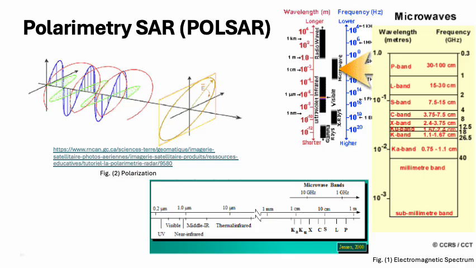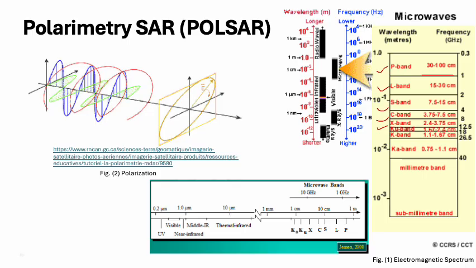Now you know that we are using the microwave band of the electromagnetic spectrum for microwave remote sensing. There are various frequency bands as shown in figure 1. In microwaves, P, L, S, C and X bands are used for imaging. P has maximum wavelength, so it can penetrate more than X, which has minimum wavelength.